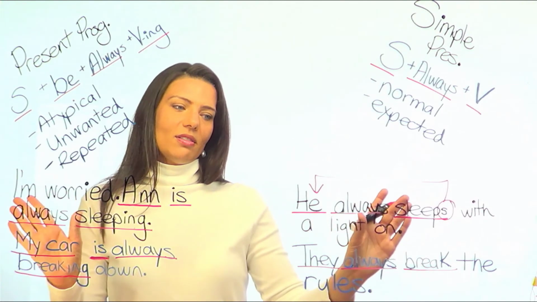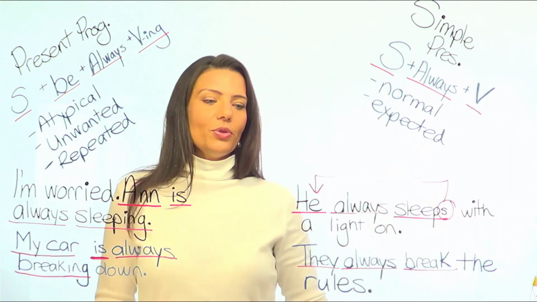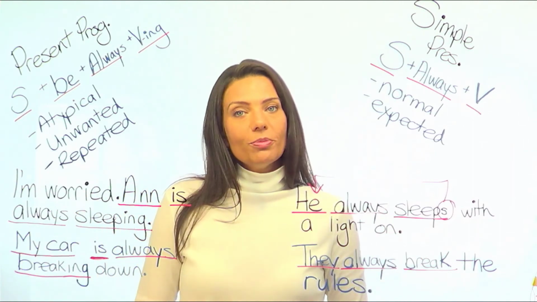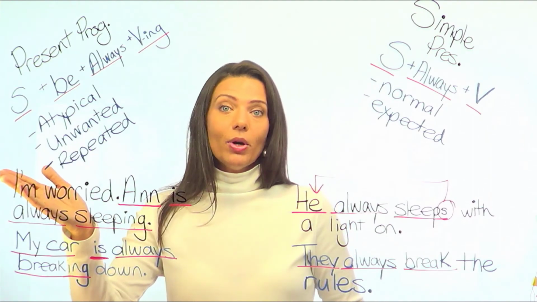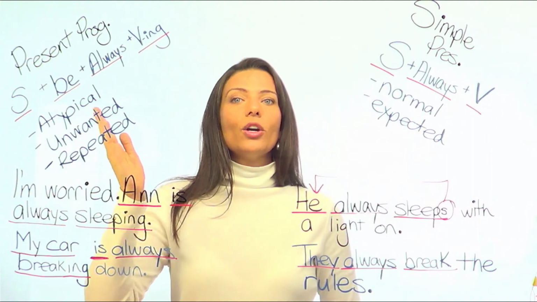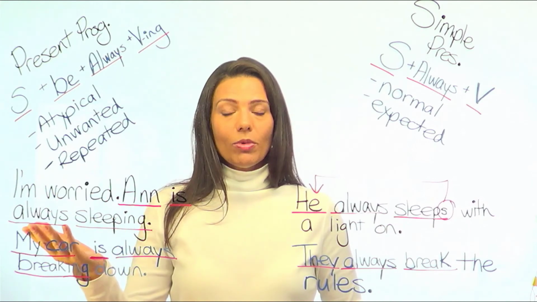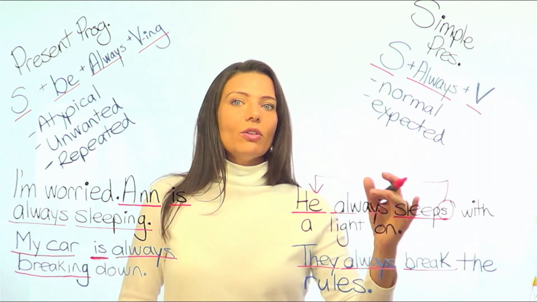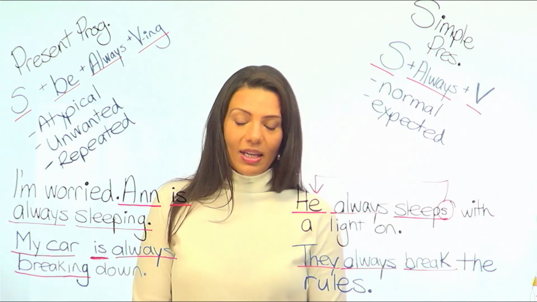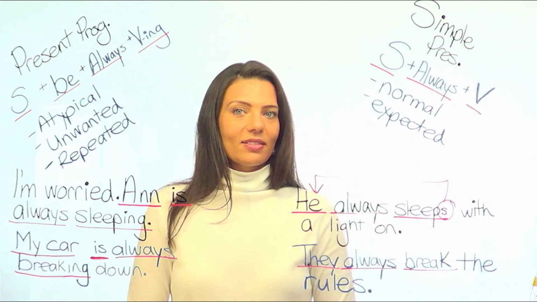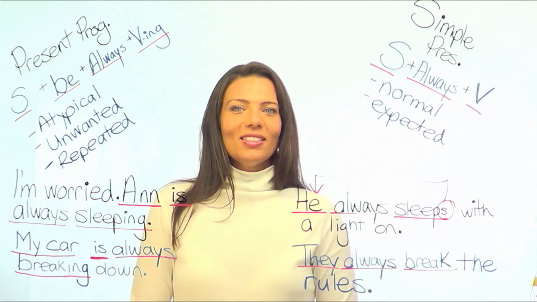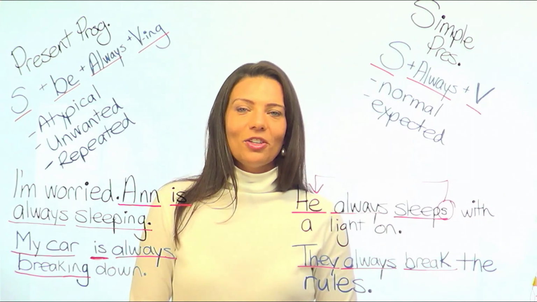So these are the two ways that we use these different verb tenses to actually express the meaning of complaining about something that is unwanted, repeatedly happening, that's not normal. And in this case here, we have something that is normal and is expected, so we're using the simple present tense.